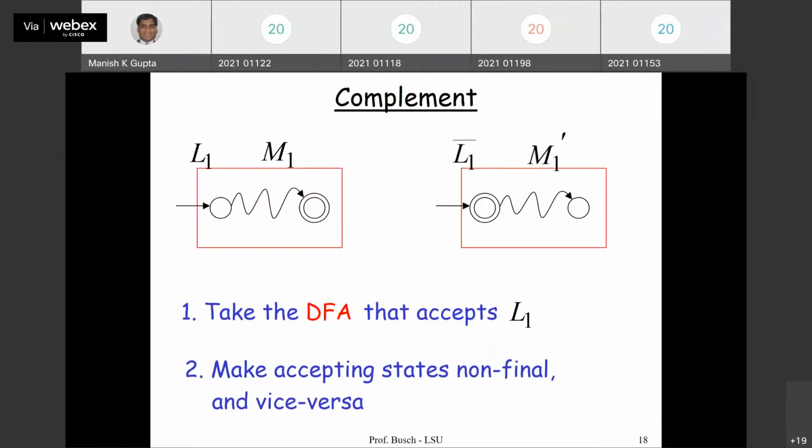Complement. This is L1. For complement, you do this: take the DFA that accepts L1, make accepting states non-final and vice versa, so the start state becomes accepting if it was not. Then you are done with complement.